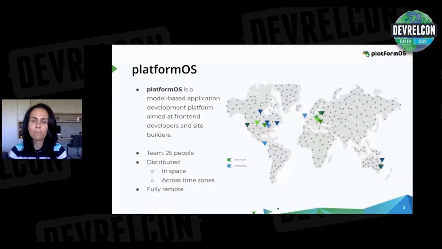Now, some information about our team and community. platformOS is a model-based application development platform, which is aimed at front-end developers and site builders. It provides for a flexible API-driven development approach while automating the whole DevOps infrastructure. platformOS has been a distributed, fully remote company from the start.